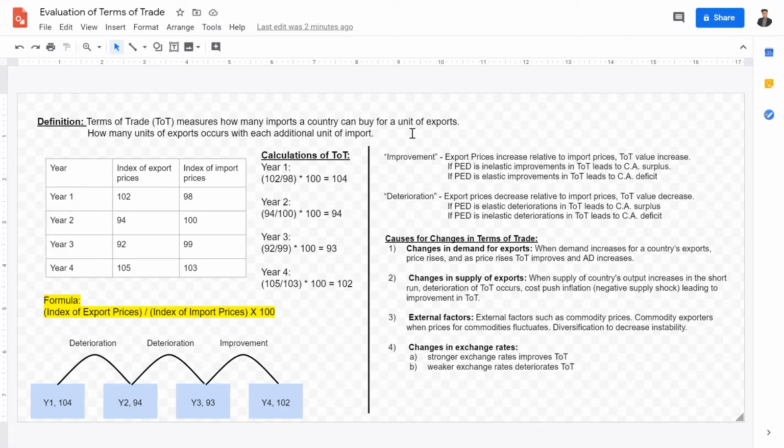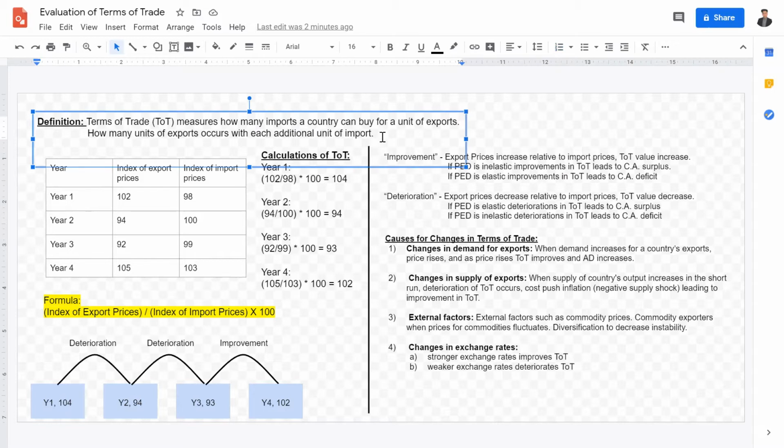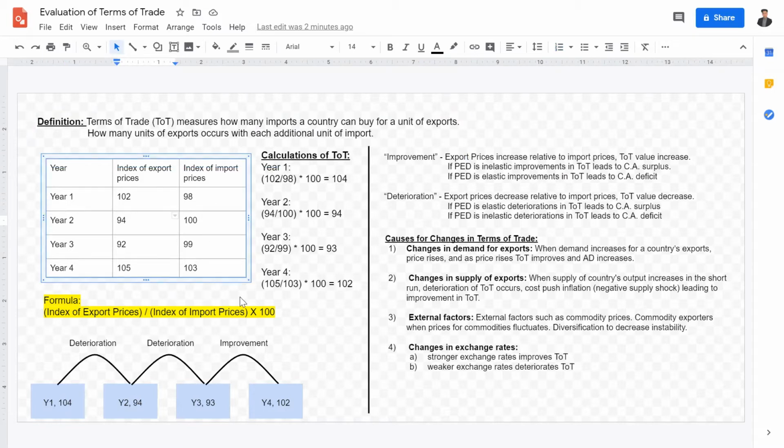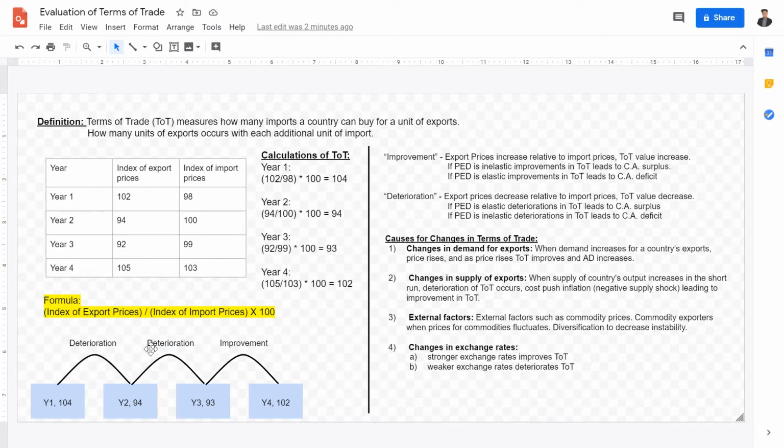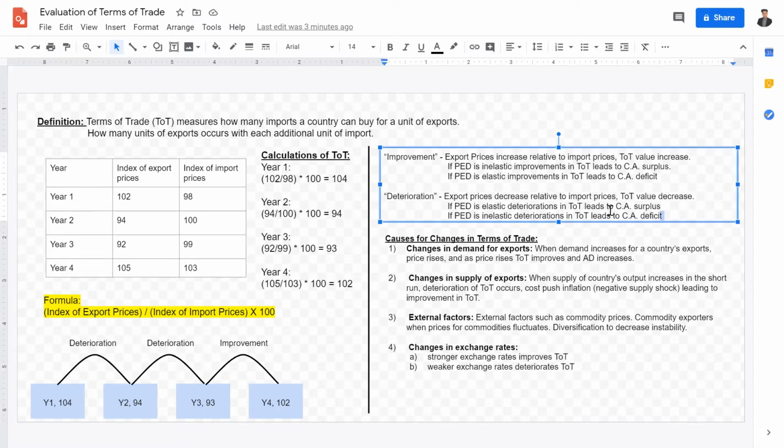Today, we're going to go over an evaluation of the terms of trade. Previously, we have gone over the definition of the terms of trade, some calculations, and a formula of the terms of trade. We have also gone over some terminology of deterioration and improvements in the terms of trade. Now, it is important that we go over the definition as well as what it means to have an improvement and deterioration of the terms of trade.